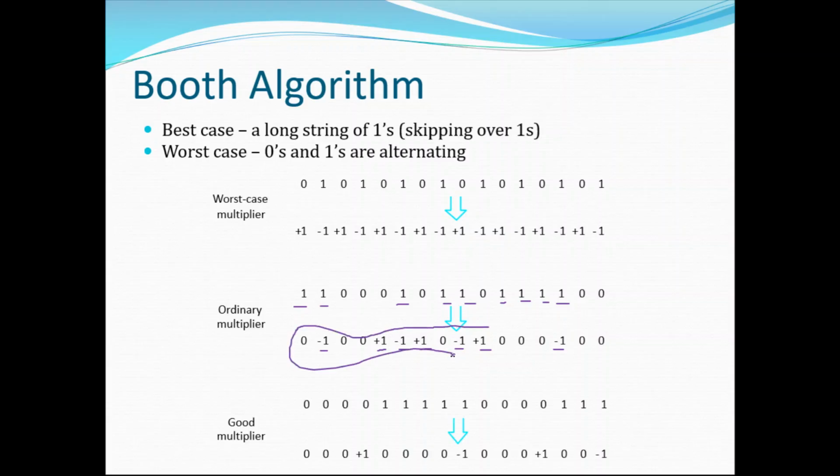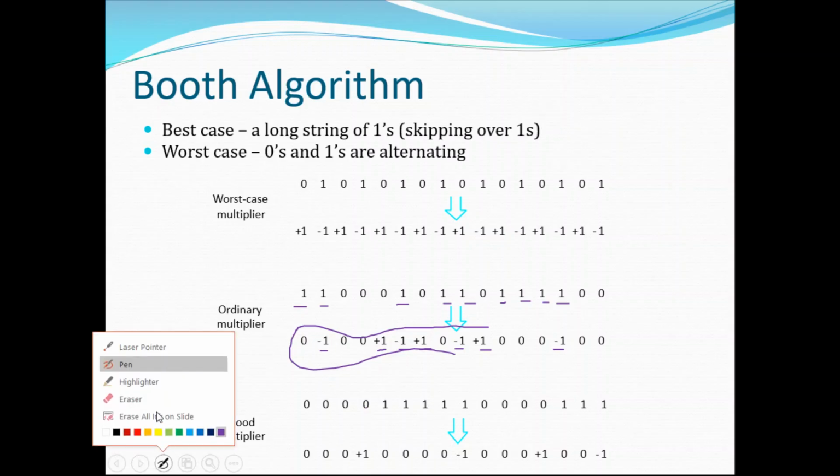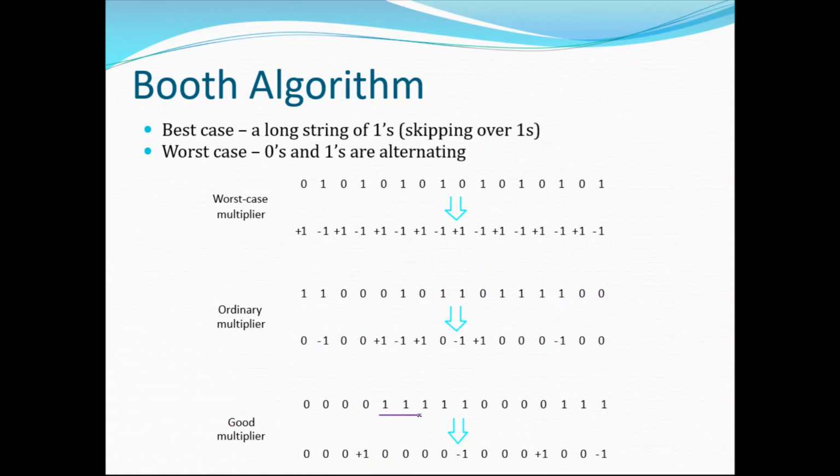But in this case, you can see there are consecutive ones: consecutive 5 ones, and again consecutive 3 ones. Again, assume a 0 at the rightmost. So 0 1 becomes minus 1, 1 1 is 0, 1 1 is 0, 1 0 is plus 1, 0 0 is 0, 0 0 is 0, 0 0 is 0, 0 1 is minus 1, 1 1 is 0, 1 1 is 0, 1 0 is plus 1, 0 0 is 0, 0 0 is 0, 0 0 is 0.